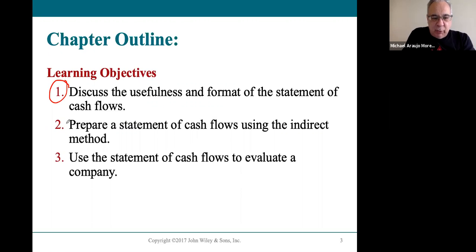Then when that's done, we're going to help you understand how to prepare a cash flow statement. That's going to be the bulk of your work over the next week until we meet next week. I'm going to finish it next week. I'm not going to do objective 3 right now. I'll wait to the next week, make sure we're all set, and then we'll finish off the chapter.